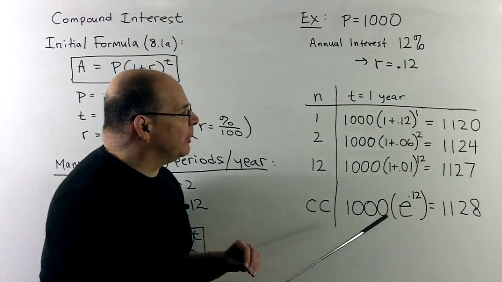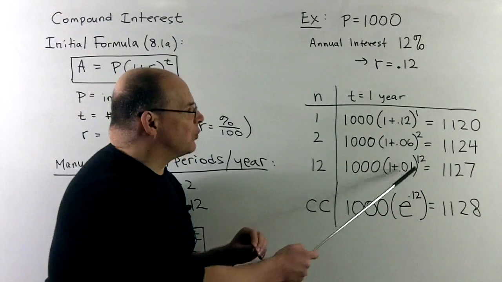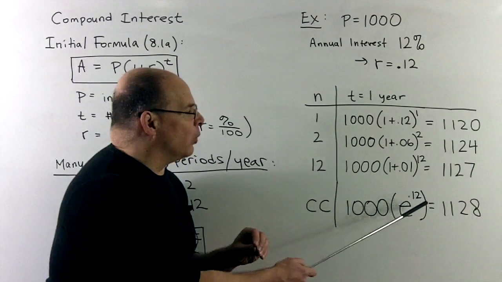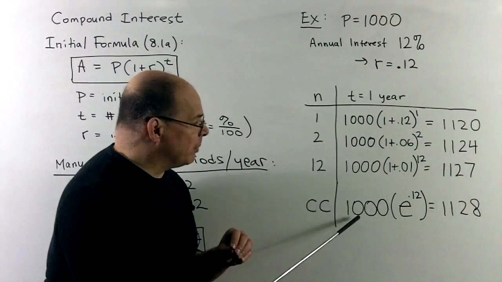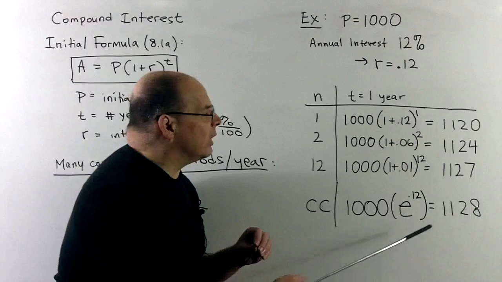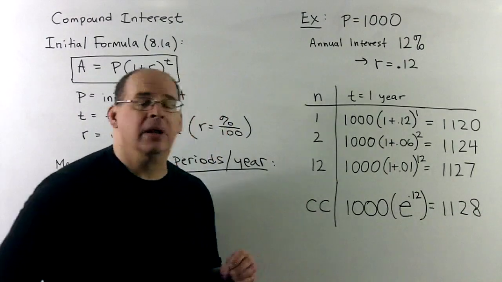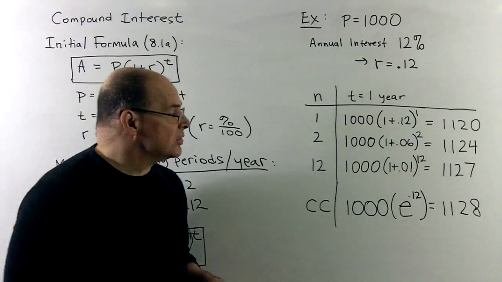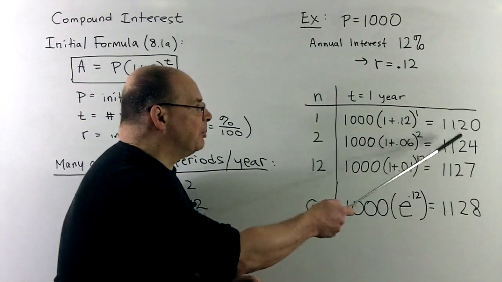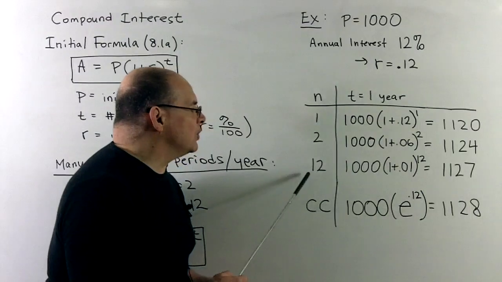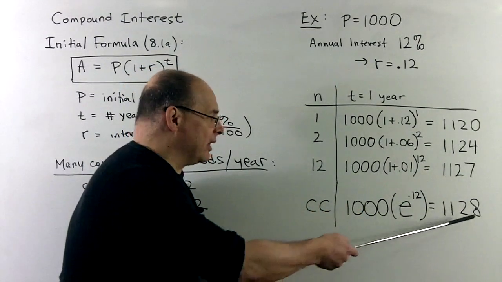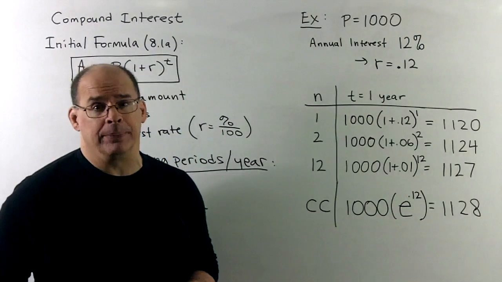The formula is going to be, you're just going to take, for the factors from before, e to your interest rate, so it's e to the 0.12 in this case, multiply by your initial amount, and then here we get $1,128. That's going to be the ceiling on how much money you can make. So you'll note it gets better, keeps getting better, but even at 12, it's not getting as good as it was before, stopping at 1,128.